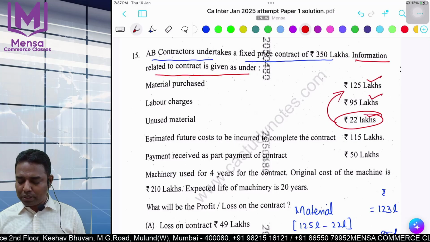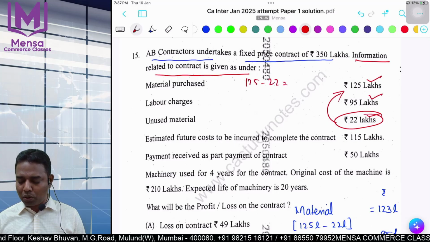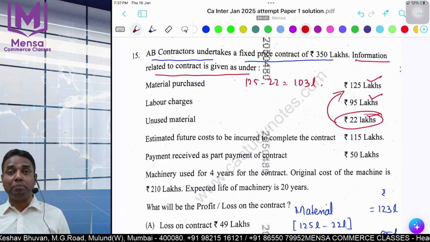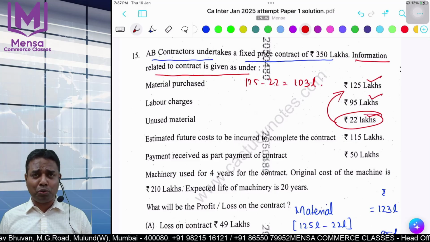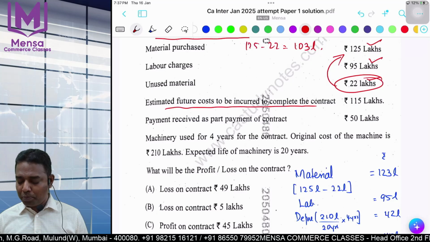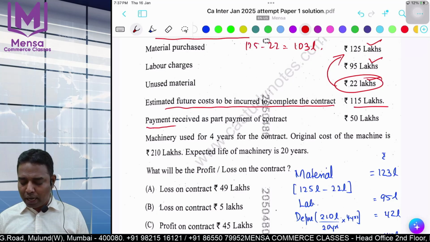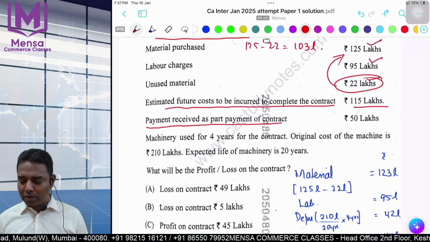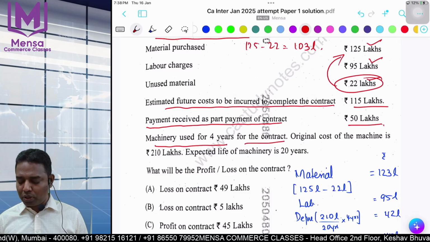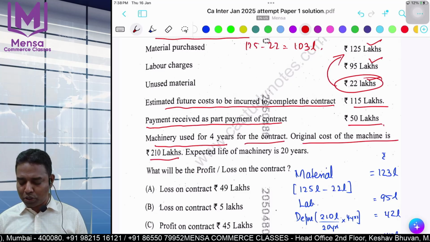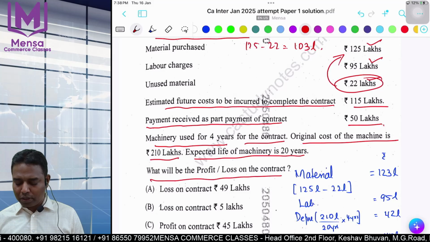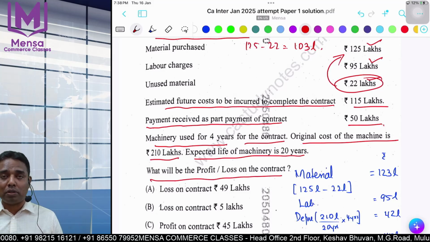What we do is subtract the unused material from the material purchased, because only the cost of material which has been used, consumed, is to be taken. Estimated cost for further completion is 115 lakhs, and part payment received from the contract is 50 lakhs. Machinery used for 4 years for the contract. Original cost of the machine is 210. Expected life of the machine is 20 years. What is the amount that will be taken to the P&L account on the contract?